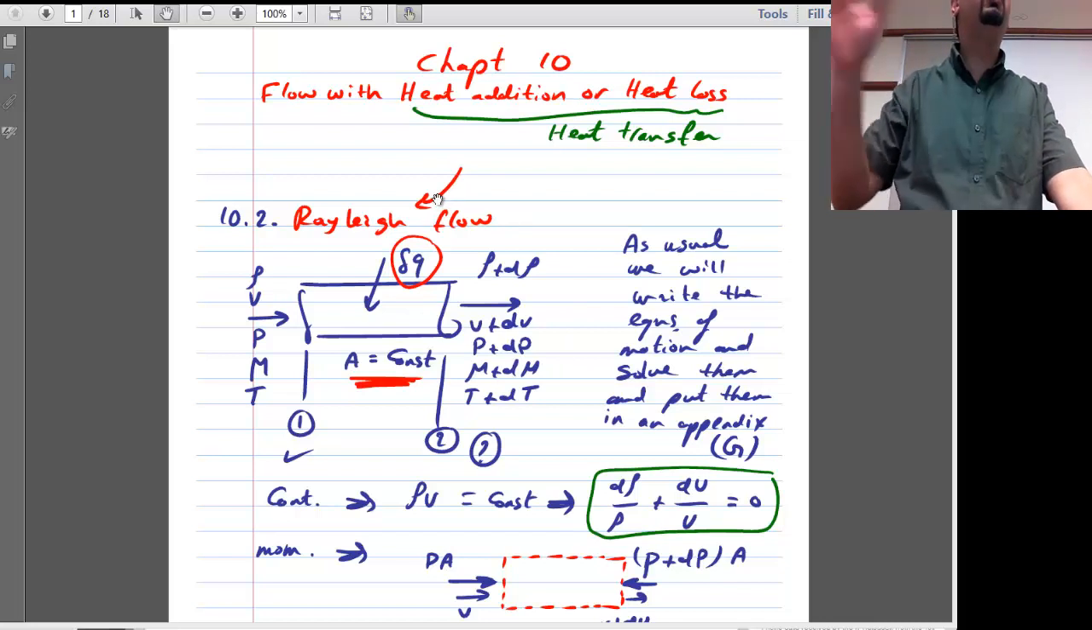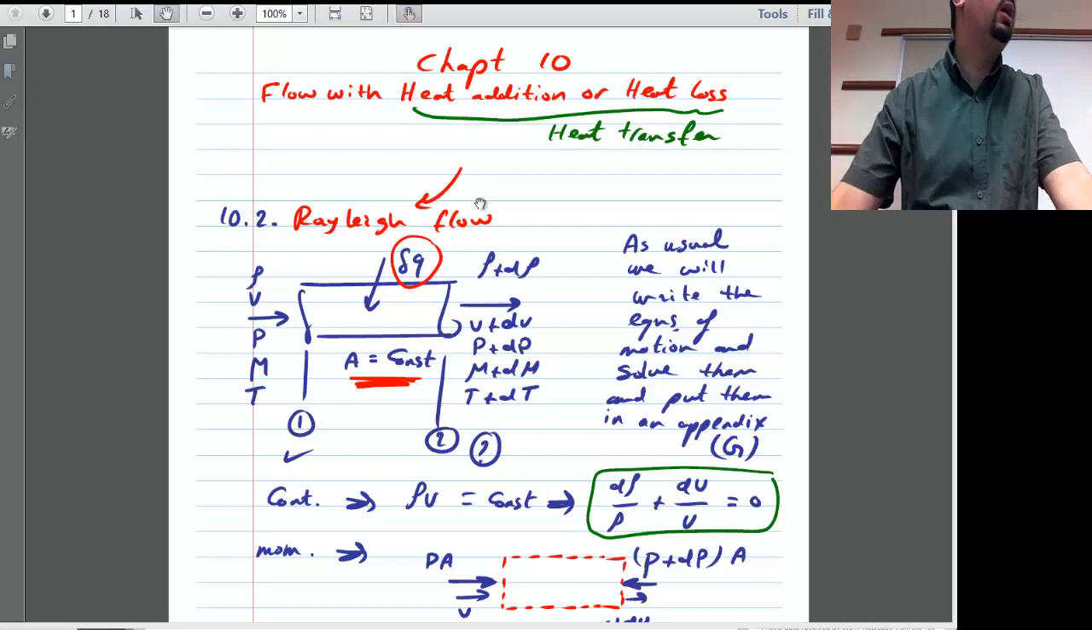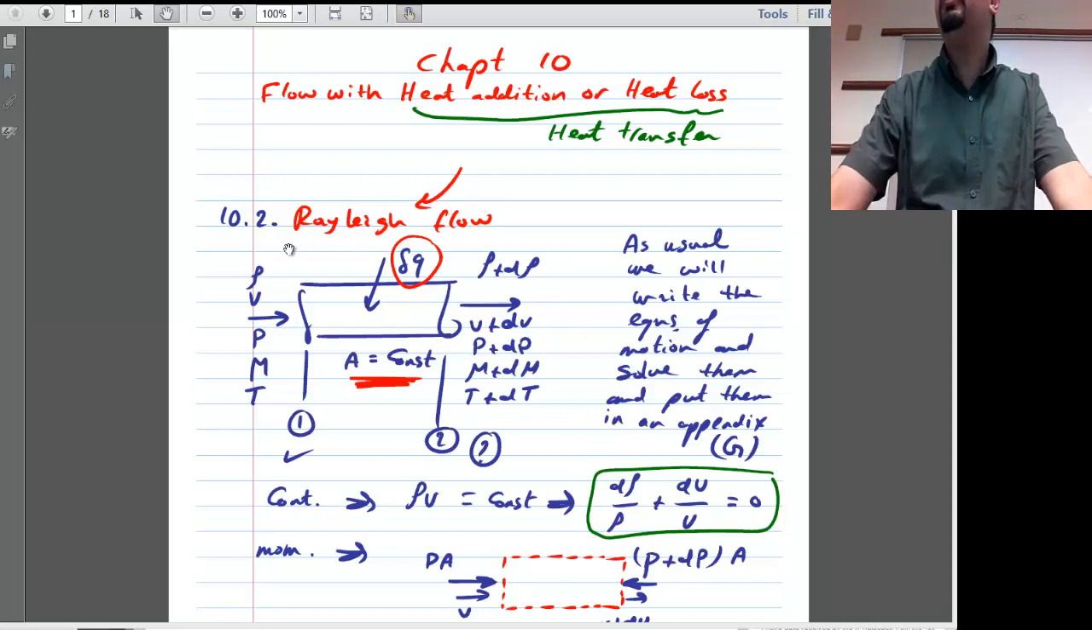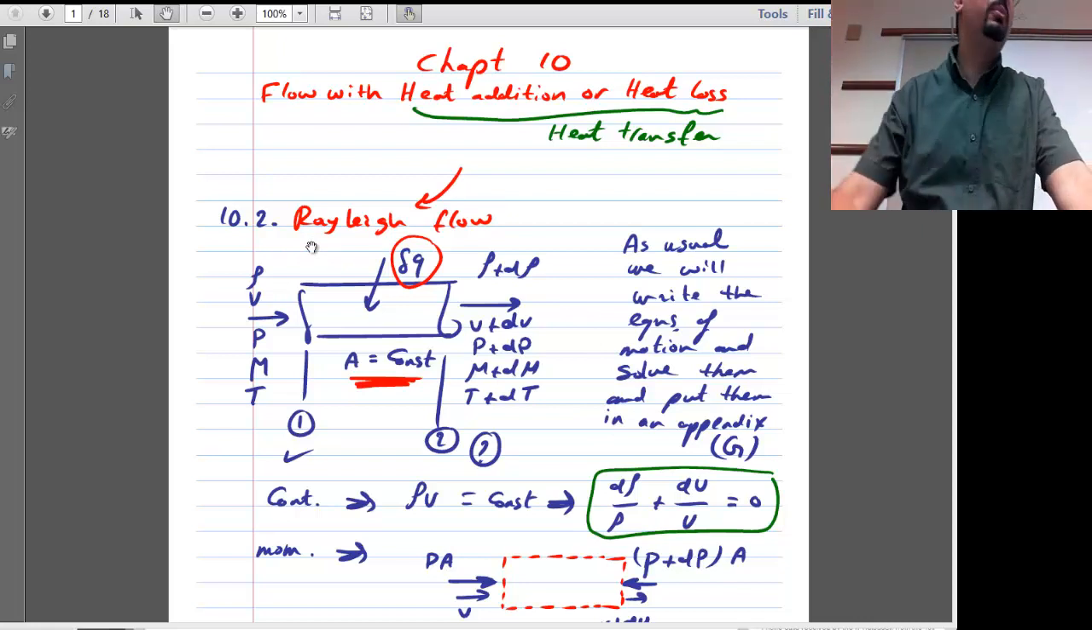And in chapter 9, when we had no heat transfer but only friction, we called it Fanno flow. This time we will call it Rayleigh flow. And in Fanno flow we use appendix F. Over here we're going to use appendix G. And look at it, it has Rayleigh, it has G in it. Isn't that nice?